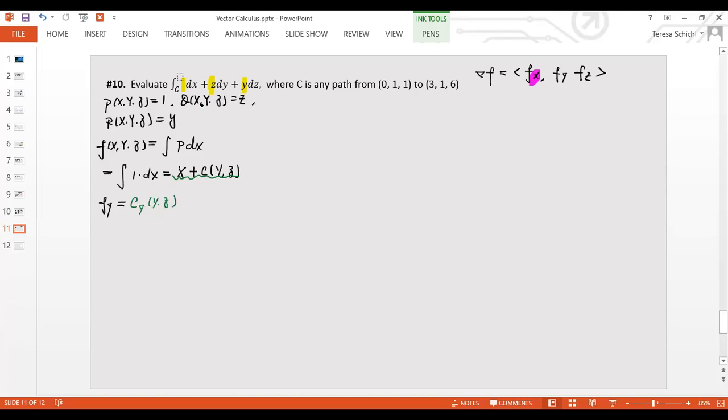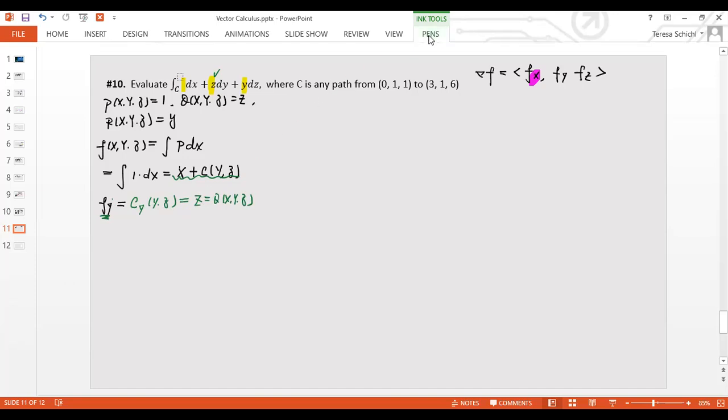Now what is f of y? f of y is here, it's Q. So that means f of y is equal to Q, right? So Q is equal to z here. Because this is Q x y z, and because you take the partial derivative, it's always like integration, derivative, integration, derivative. So the partial derivative would be c_y z, and what is c_y z? It's going to be equal to Q, equal to z.